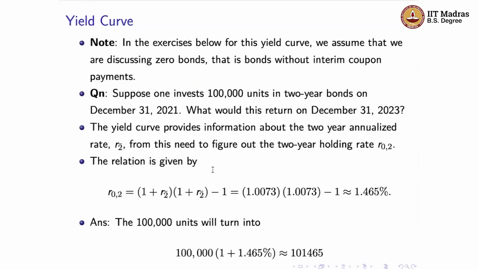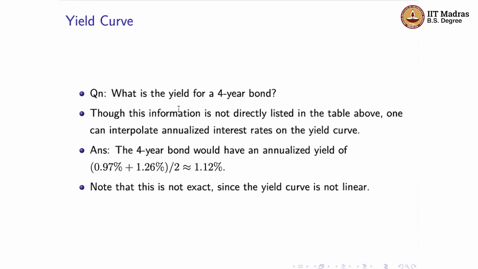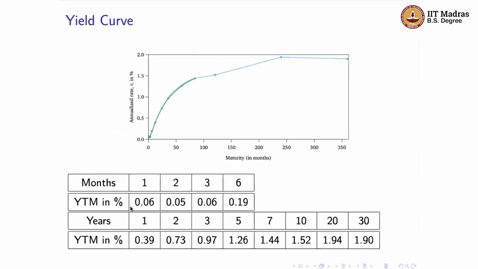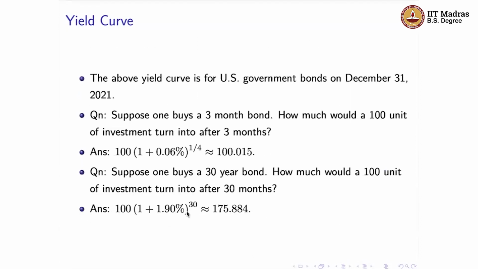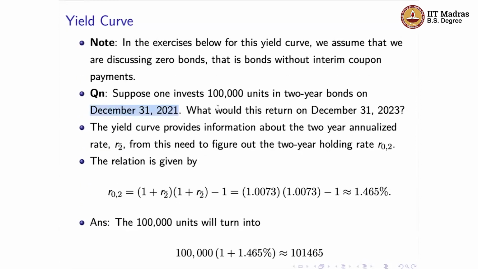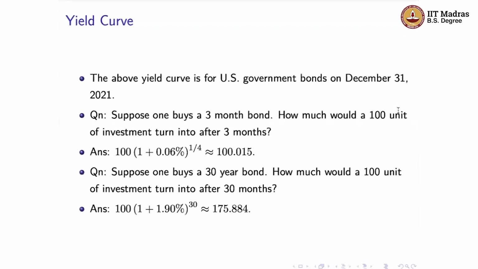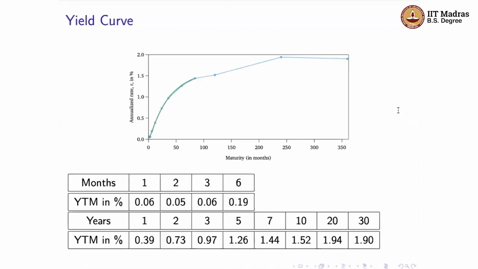Suppose that you want to invest 1 lakh units in 2-year bonds on December 31, 2021. What would this return on December 31, 2023? Now, what's the significance of this December 31, 2021? This is exactly the information that we have in this graph and this table below. The other part is that we want to invest this amount of money into your bonds. We want to know what is this going to return 2 years later. Now, is it as simple as just using this annualized rate that you have here?